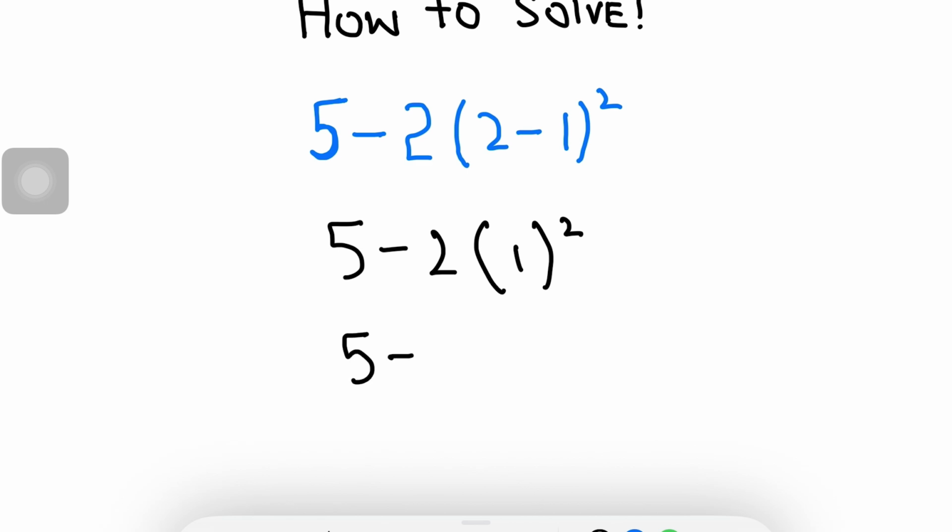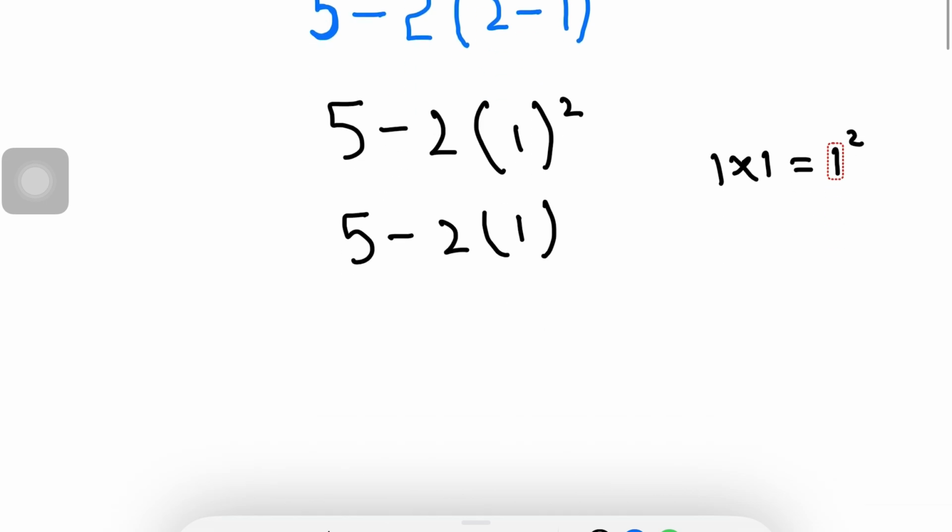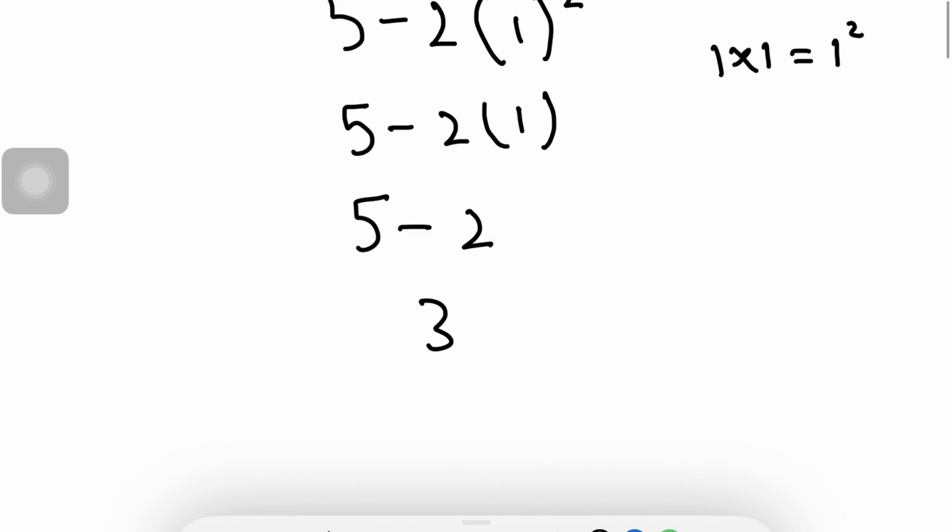5 minus 2, 1 to the power 2, 1. Okay, so here 1 multiply 1 power 2. Okay, so now 5 minus 2 multiply 1 is 2 and 5 minus 2 is 3. So 3 is the final answer of this question.